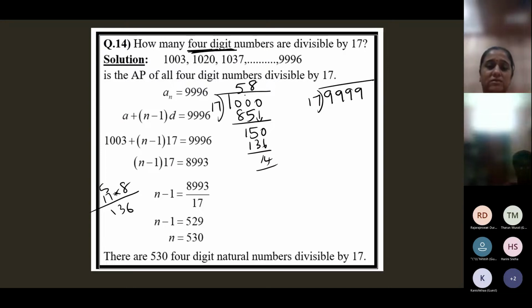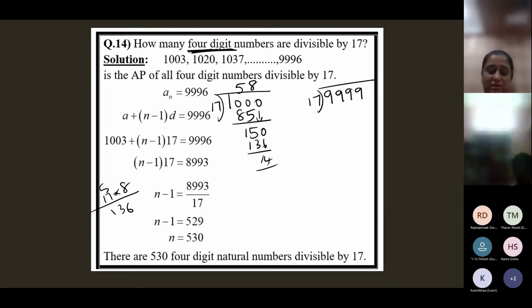So we get 58 times. Now I'll tell you two ways. One way is 17 into 59. Just do 17 into 59, because if you do 17 into 58, you'll get a 3-digit number.